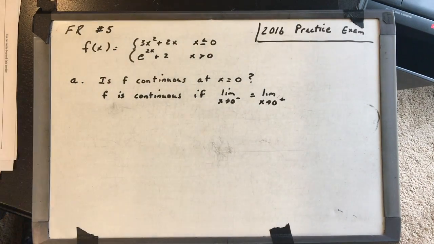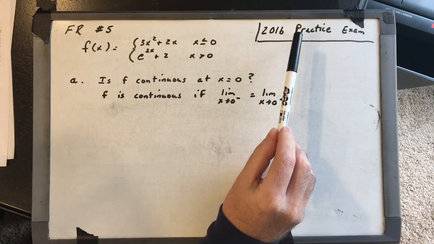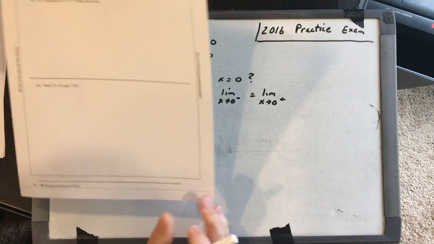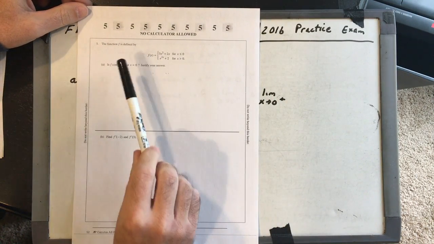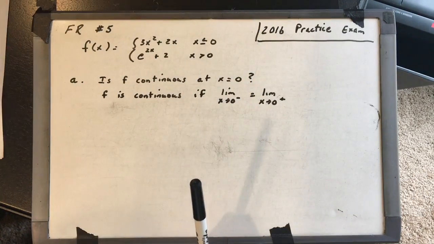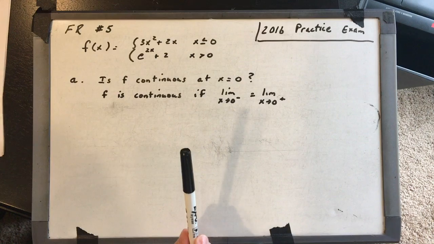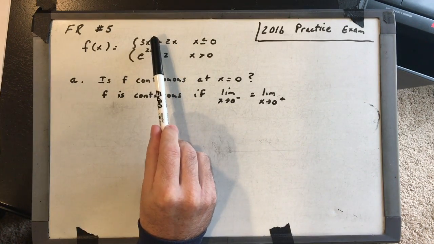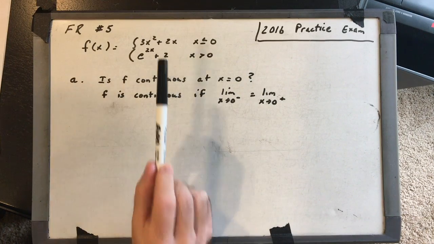Okay, this is the 2016 official AP Calculus practice exam. It looks like this. It's on page 52 if you're not sure where we're at. And we're going to do number 5, and I think number 5 is an excellent practice problem for the 2020 test. So it gives you a piecewise function, and it asks some questions based on that piecewise function.